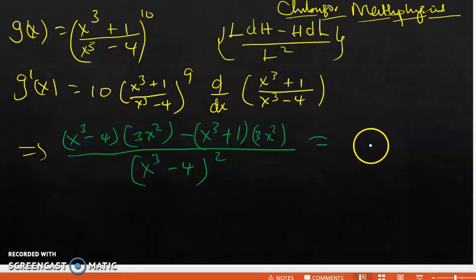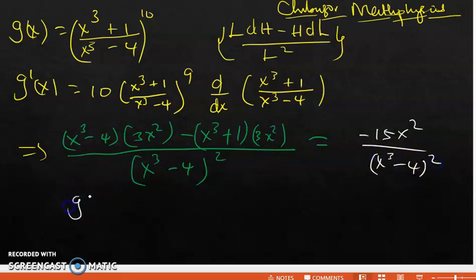So that will give us negative 15. If you multiply all this together, you get negative 15x squared, divided by x cubed minus 4 squared.